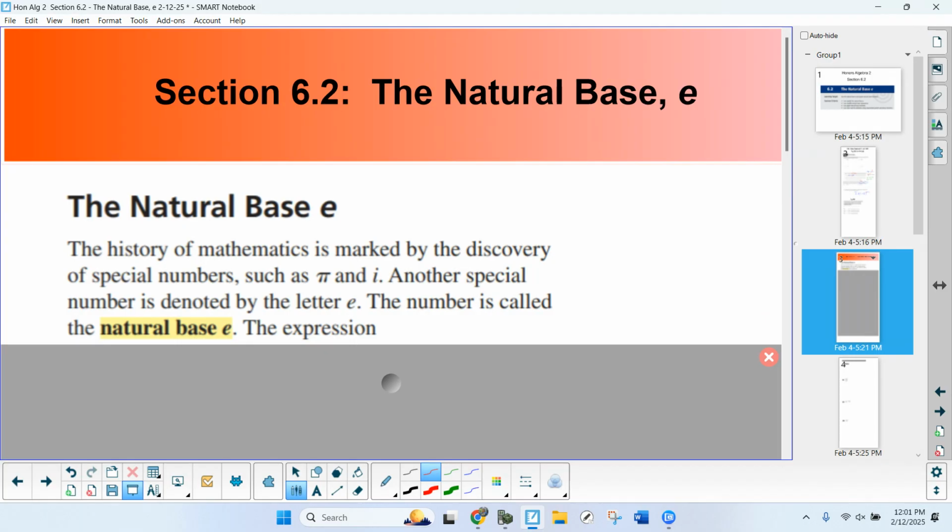What's i? I taught you that this year. What's i? Square root of negative 1. Square root of negative 1. Well, we're going to add yet another special number.